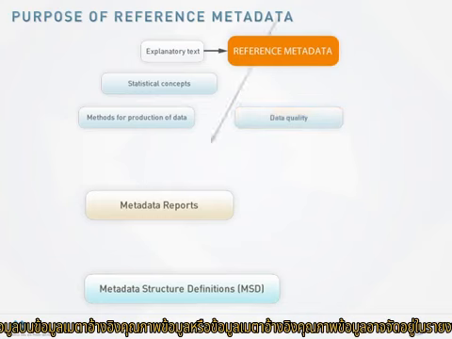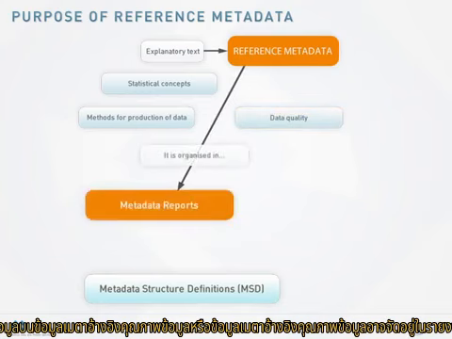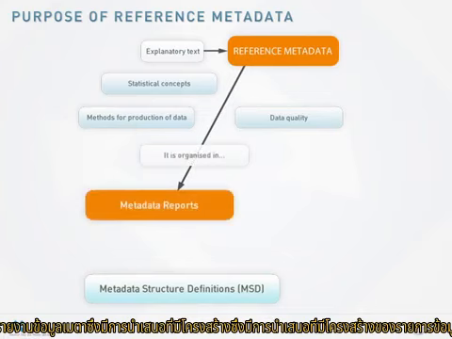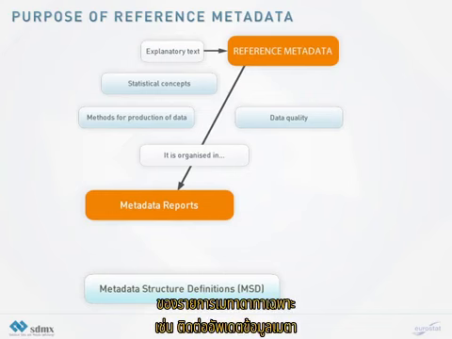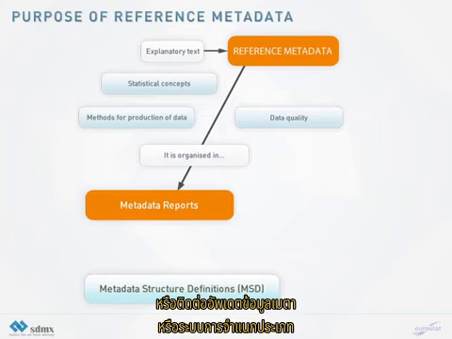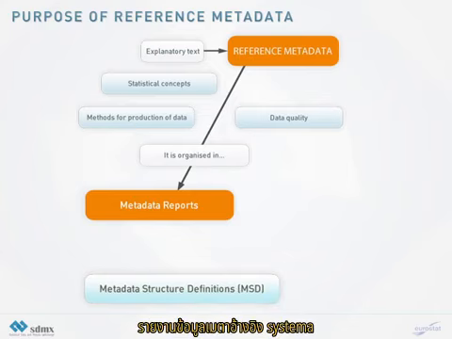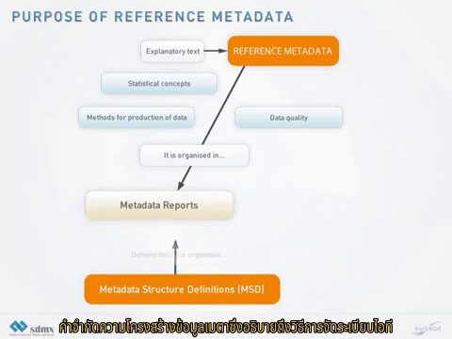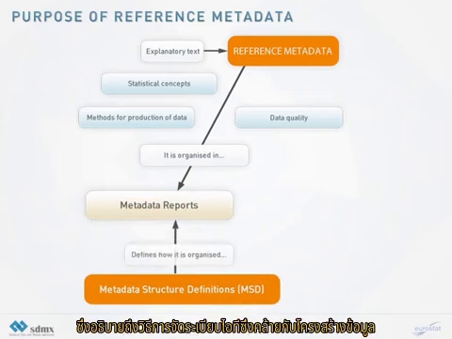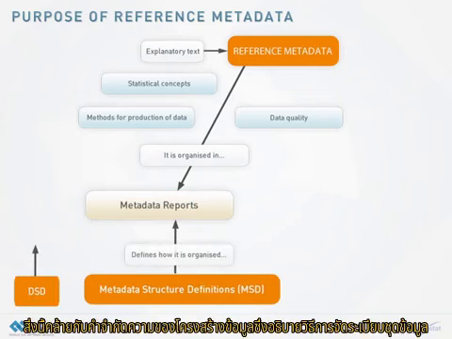Reference metadata may be organized in metadata reports, which provide a structured presentation of specific metadata items, such as contact, metadata update, or classification system. A reference metadata report has a metadata structure definition, which describes how it is organized. This is similar to a data structure definition describing how a data set is organized.